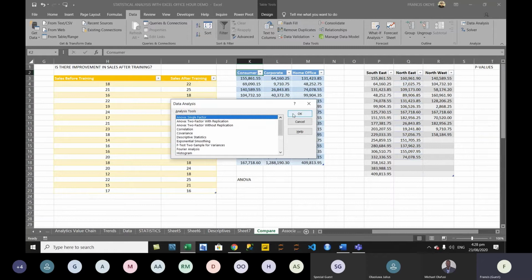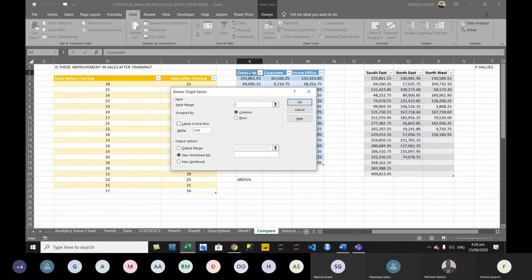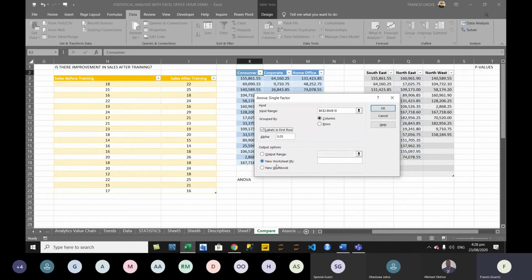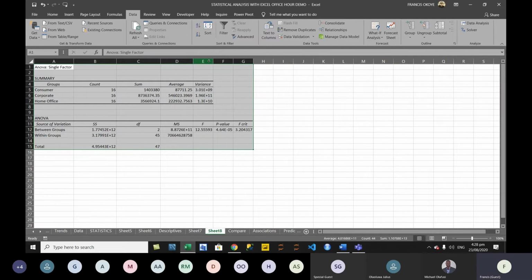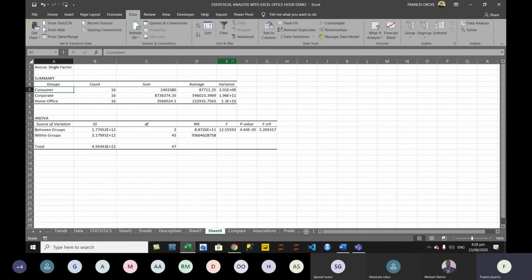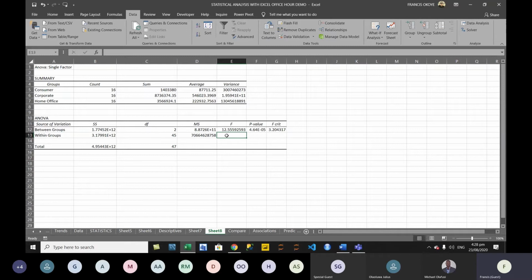So I'll pick my data. This is my data set. It's in columns, so I pick my labels in first row. I can pick a new sheet or select here. I click OK. So what do I do? I'm trying to compare the different groups. I have different products, customer, corporate, and home office, in terms of my segmentation. I'm now asking, in terms of performance, is there any significant difference?